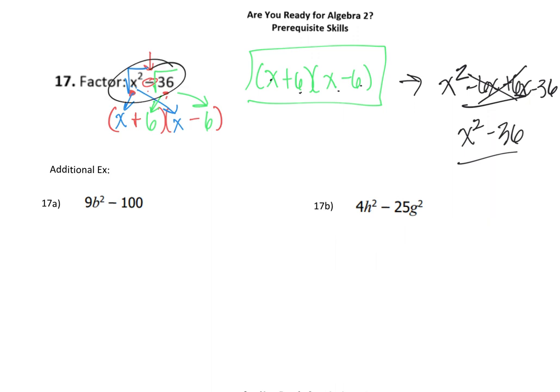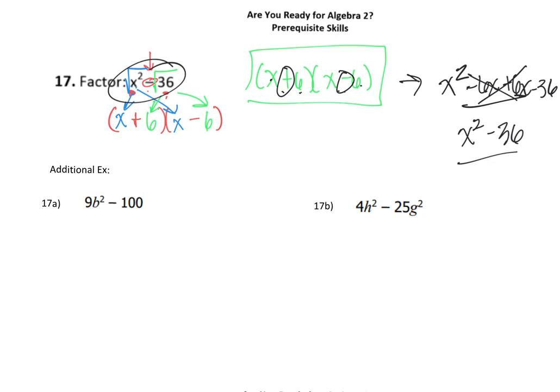So by taking the square root of each, they look almost the same. The only difference is one has a plus sign, one has a minus sign. That's why I love difference of squares. It should be so easy if you know your perfect squares, and we're again going to talk about this way more in class, you should be able to factor difference of squares very efficiently.